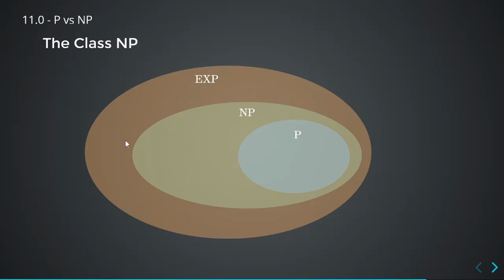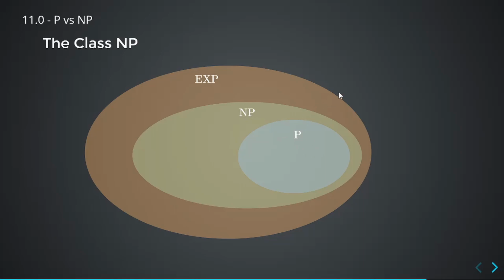So these problems in the red area, you can't even verify them in polynomial time. But these guys in NP, in the green area, you can. So that makes us think, well, does that mean these guys in NP, they're actually P? Is there a way we can do it in P?